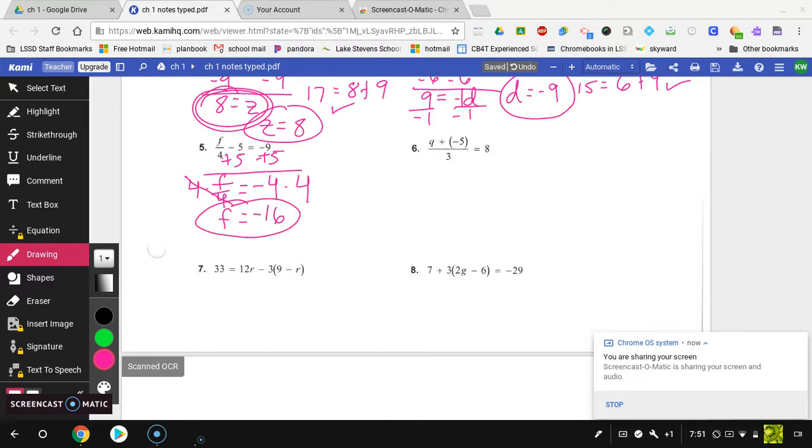Again, we can plug it back in and check our answer. So instead of an f, we're going to plug in a negative 16. And we're going to see if it does in fact work out. So we have negative 16 divided by 4. Negative 16 divided by 4 is negative 4. Negative 4 minus 5 is in fact negative 9. So it does check out.